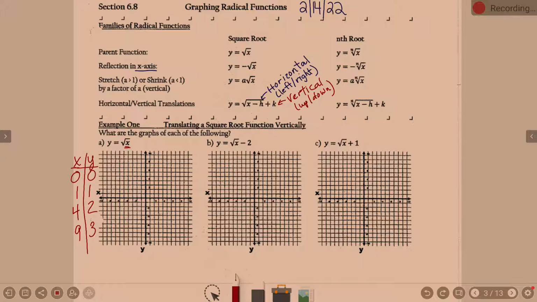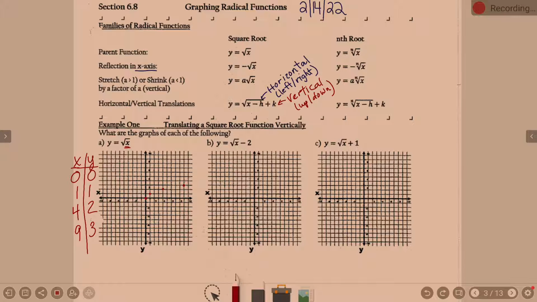Okay, so go ahead and graph this. 0, 0 is at the origin. 1, 1 means we go right 1, up 1. Remember, in an ordered pair, it's always left or right, then up or down. 4, 2: right 4, up 2. And 9, 3: right 9, up 3.